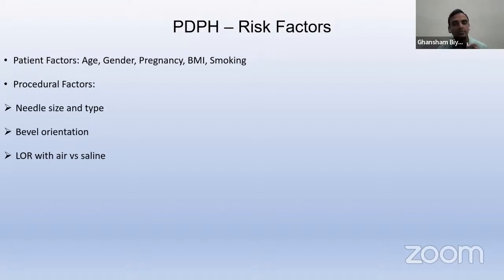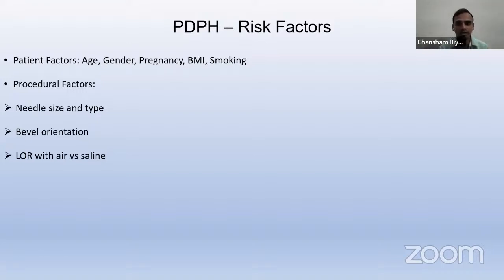But as I said, pneumocephalus is one of the differential diagnoses, and that occurs when you are using the loss of resistance with air technique to get the epidural space. In my routine practice, I use saline because I find it even convenient. And I ask you people, why do you want to use air when we can equally use saline to get a loss of resistance, and potentially at least we can avoid one of the differential diagnoses, pneumocephalus, from happening.